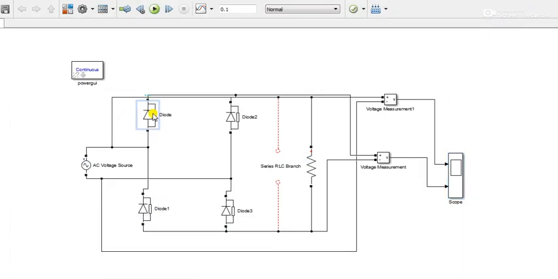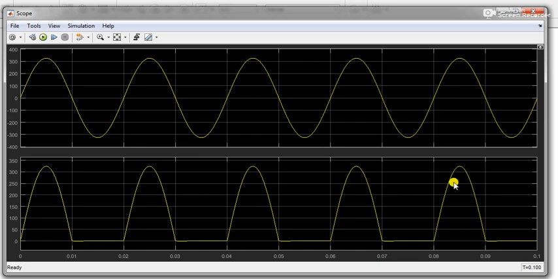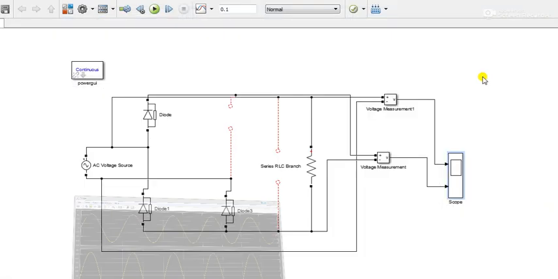Now if I remove any one of the diodes, let us remove diode 2, what will happen? Let us see. It is just acting as a half wave rectifier. You can see the negative cycle has become 0, despite there being 3 diodes.